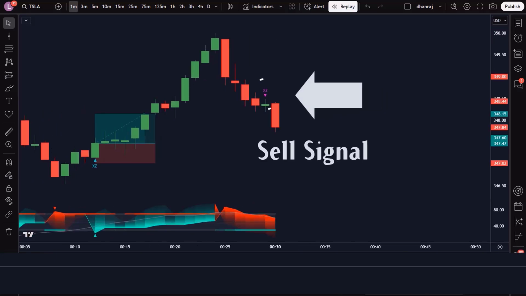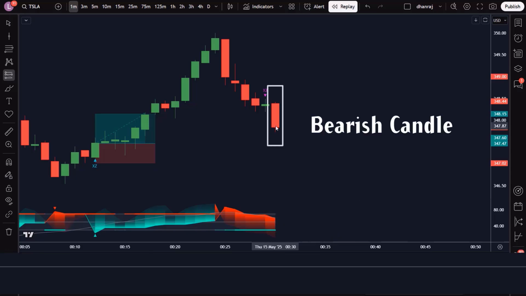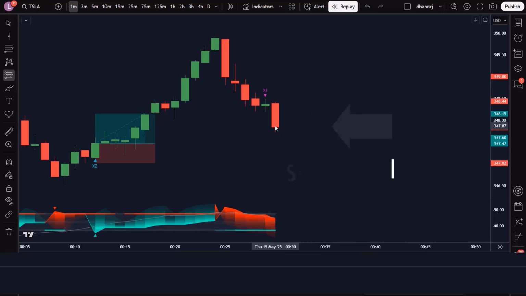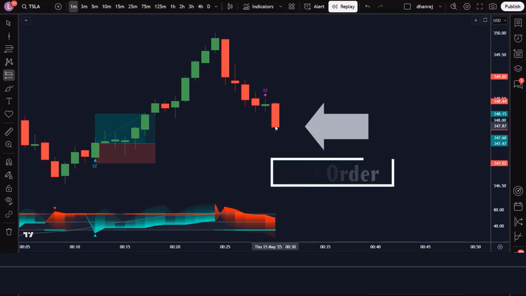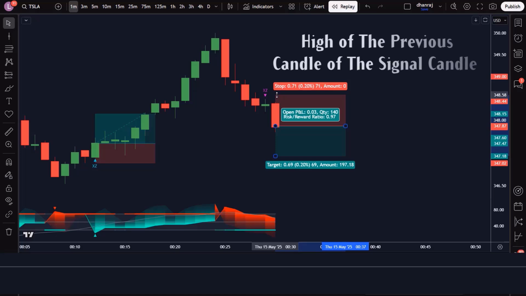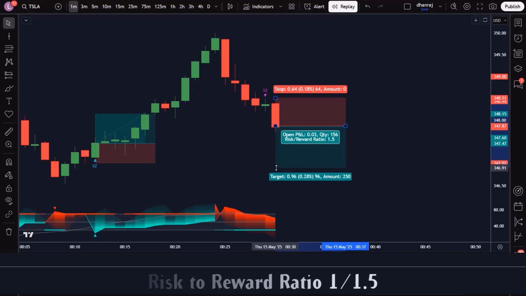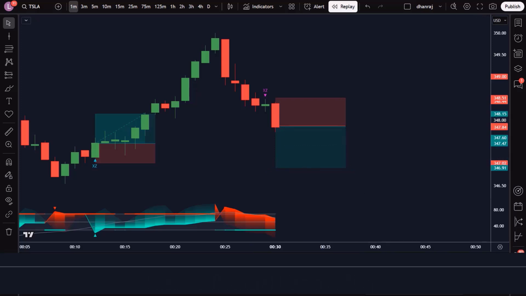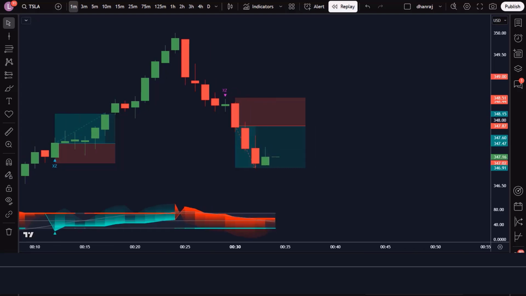Here the QQE cross indicator gives us a sell signal. Here the super trended RSI indicator is red color downtrend. Here the market has made a bearish candle to give confirmation. So all our conditions are being fulfilled, so we are placing an order to sell. Our stop loss is to be placed at the high of the previous candle of the signal candle. And the risk to reward ratio will be 1:1.5. Let's see what happens to our trade. We have won this trade. Let's find the next trade.